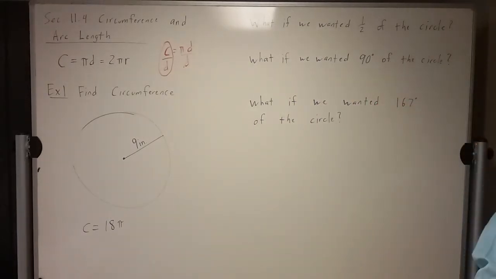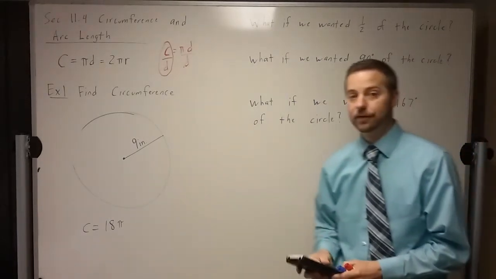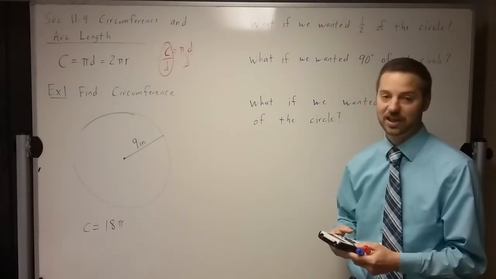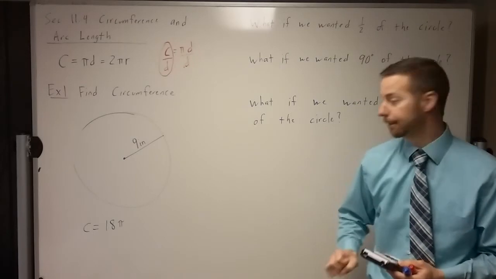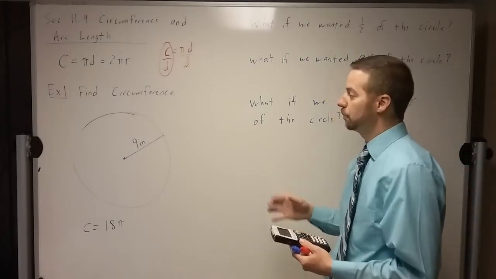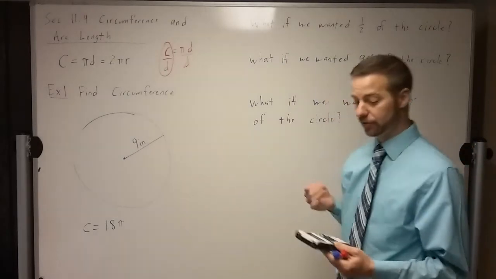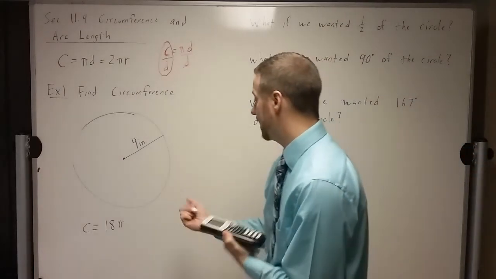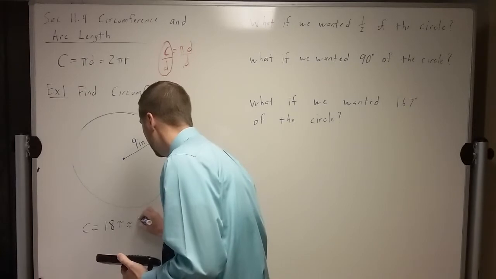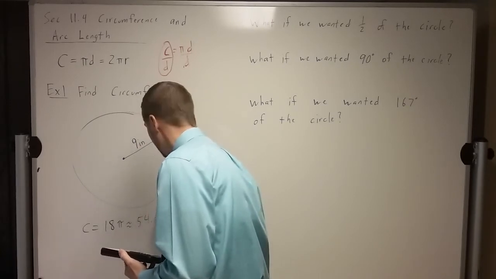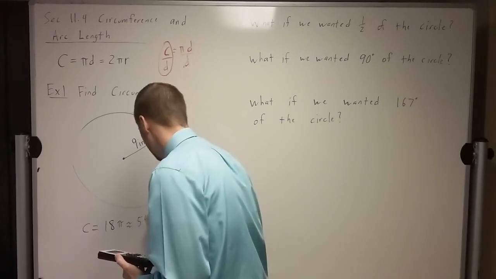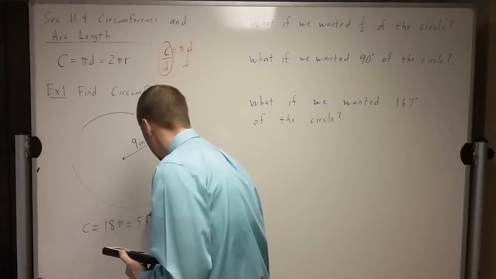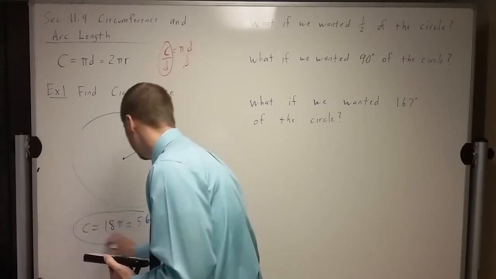Now, you could leave your answer like this. If something said to leave your answer in terms of pi, which is a big thing done on like the ACT and some standardized tests like that, that would be where you stop. But if you were doing this for some practical purpose and you needed to know the distance around this circle, you'd probably want it as a decimal instead. So as a decimal, this one comes out to about 56.55 inches. So there is the circumference of that circle.